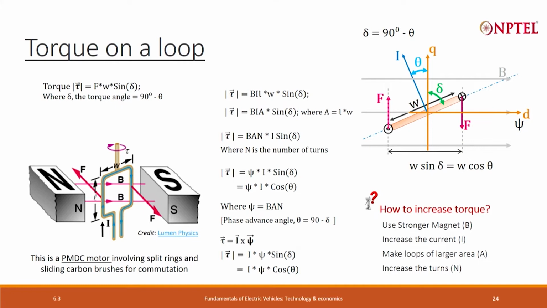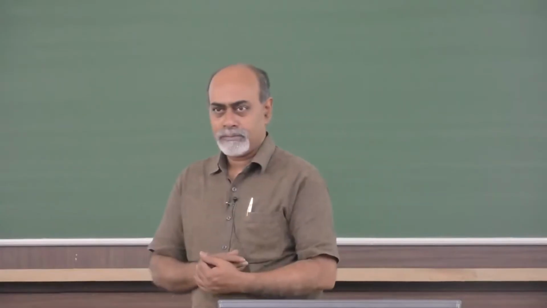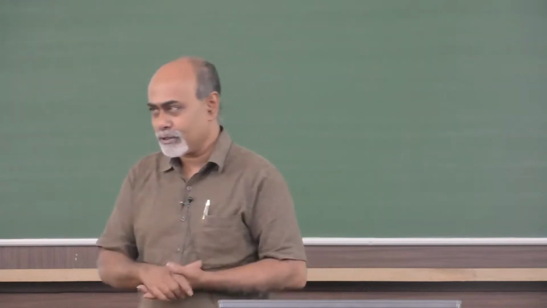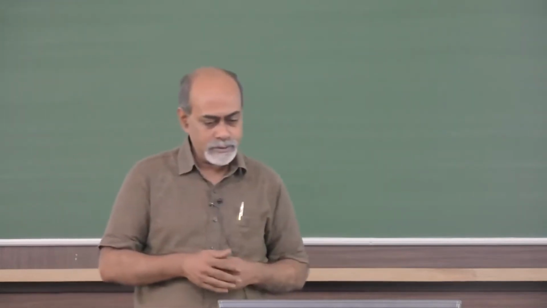Now, with this very simple formula, we actually can answer a lot of questions that a designer is asked to answer. I want to increase the torque. What are my options? Very simple. That formula has B, I, A and N. You increase any of that, it will deliver better torque. Let us look at each of the options.